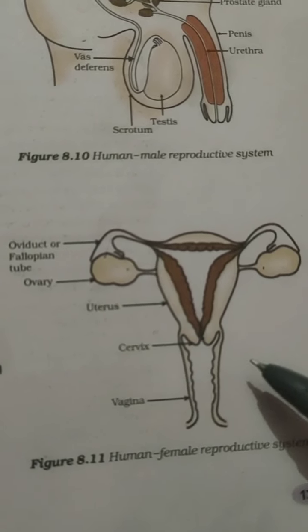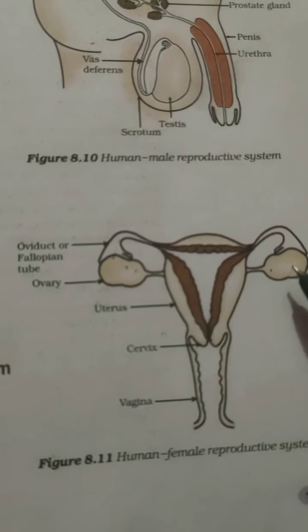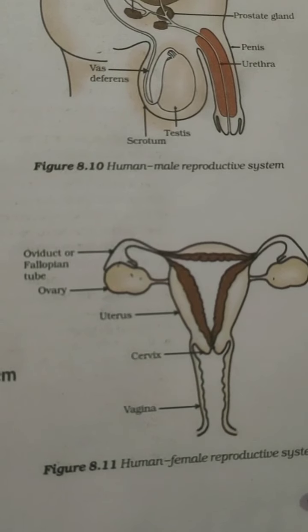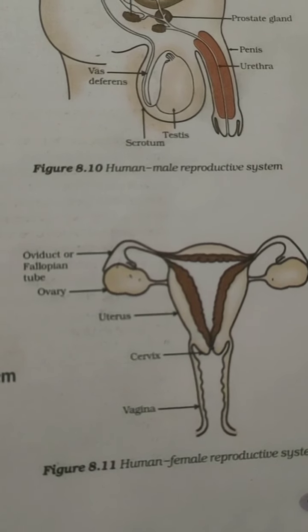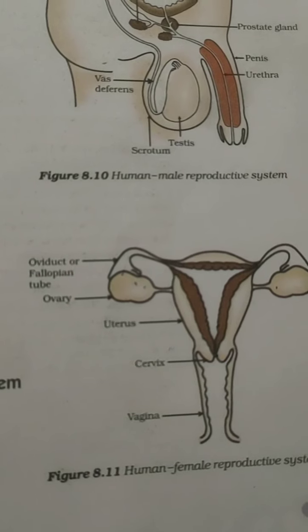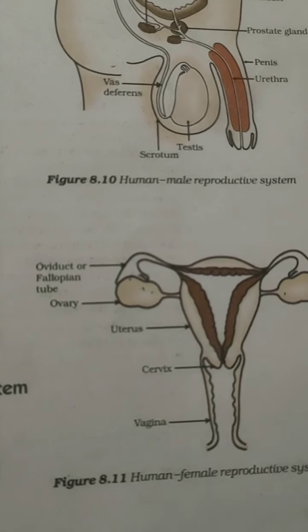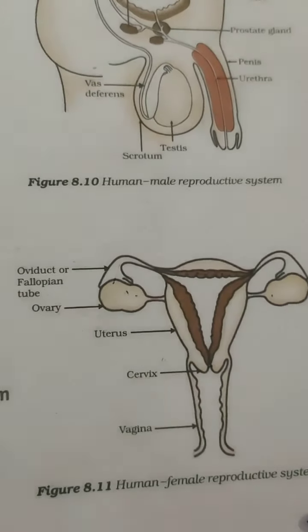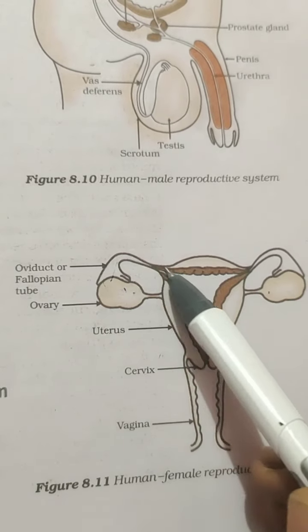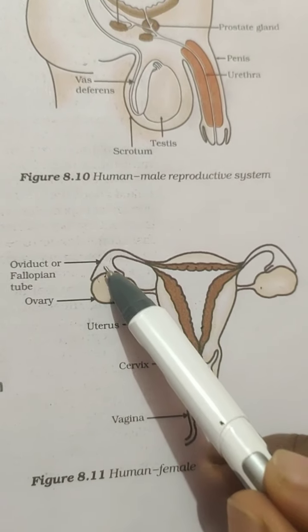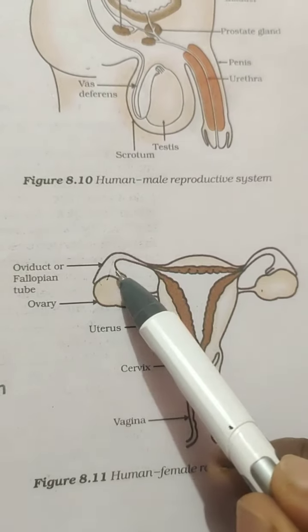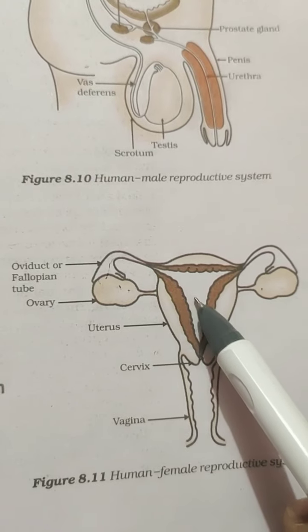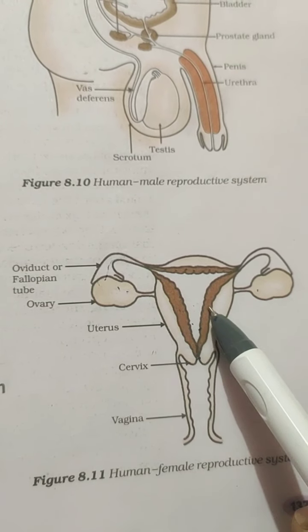So this is the diagram. Now ovaries are the primary reproductive organs in women, and they make the cells which are called eggs, ova, or we can also call them female gametes or sex cells. These cells are produced here in the ovaries, and then the oviduct or the fallopian tube carries the ovum to the uterus. The fertilization actually takes place here in the oviduct, and then the zygote which is formed, the embryo, goes to the uterus and attaches to the lining of the uterus.